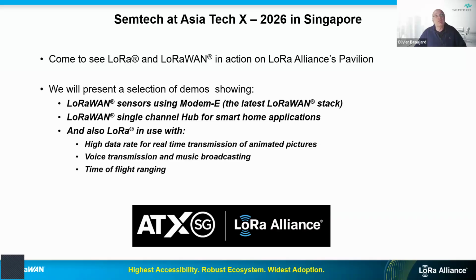And also, we are pushing LoRa to the limit of the radio performance, where you will be able to see higher data rate with real-time transmission of animated pictures. It's a very interesting demo. We send animated pictures over LoRa. We are also doing voice transmission and music broadcasting over LoRa, both in sub-gig and 2.4 gigahertz. And also we have a ranging demo, which is a good way to find things at very close locations or short distance. It's called time of flight ranging. This is also another demo that you will be able to see.